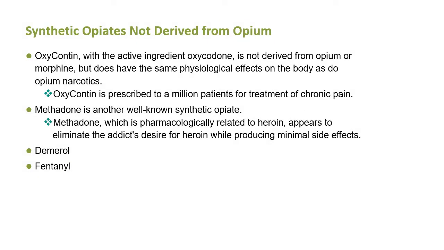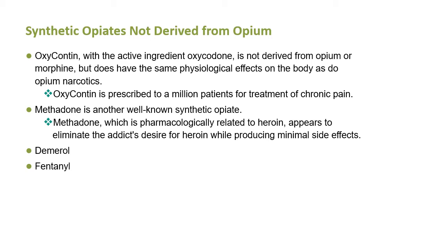Then we have synthetic opiates. These are ones that I can't make from opium, but it turns out they act very similar to opium because they have a similar chemical structure. OxyContin, methadone, Demerol, and fentanyl are examples of synthetic opiates. So OxyContin is, again, not derived from opium or morphine, but we're going to see very similar effects because it is similar in chemical structure. And it's often used as a chronic pain management medicine, but it's also heavily addictive.